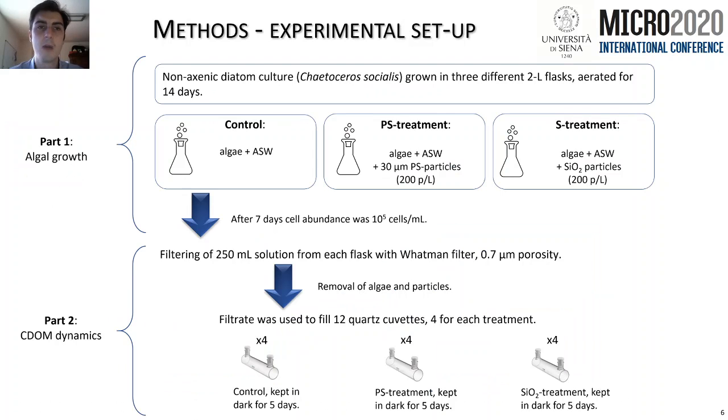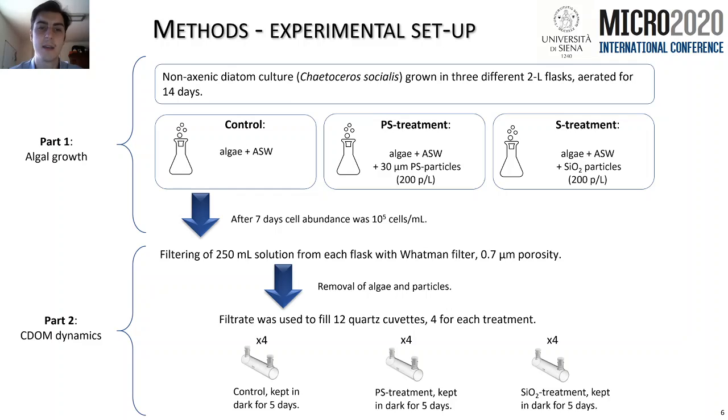The experiment was divided into two parts. Part 1 was related to algal growth, where a non-axenic culture of a diatom alga was grown in three different 2-liter flasks. The first one was the control and contained only the algae and artificial seawater. The other two were particle-enriched systems. The first one with polystyrene microbeads, the second with silica particles. In both of those last two systems, the final concentration was 200 particles per liter, similar to other values found in seawater and oceans, and the particles had similar dimensions.